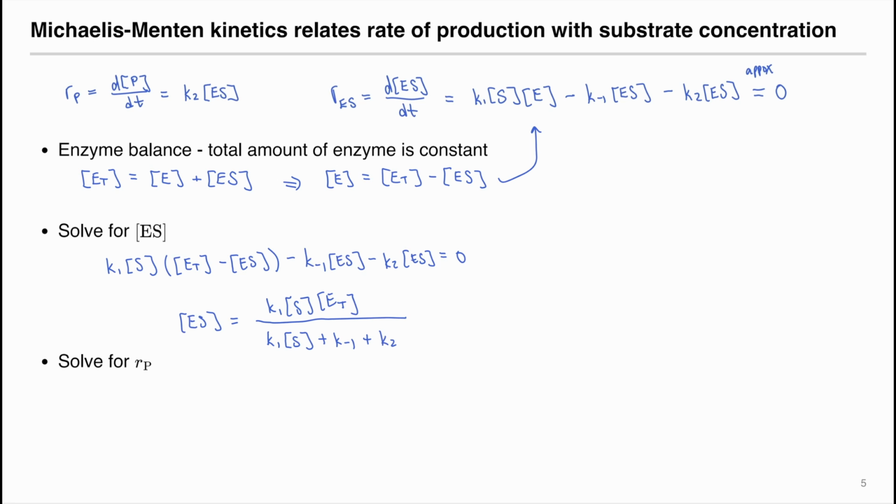Because we have solved for E of S, we can substitute this back into the rate expression. So we have R of P equals K2 E of S. Substitute E of S, so we have K2, then K1, I'm just copying the E of S expression, whole term divided by K1 S plus K negative 1 plus K2. Here we're essentially done with deriving the Michaelis-Menten kinetics, but we can make some simplifying assumptions so that the terms can group together to make more meaningful interpretation for the reaction kinetics.